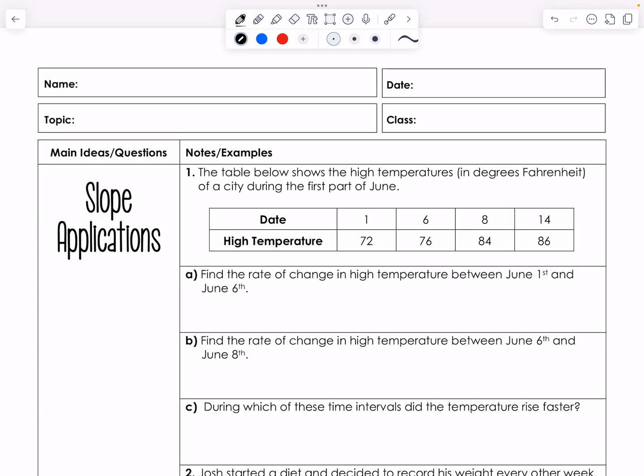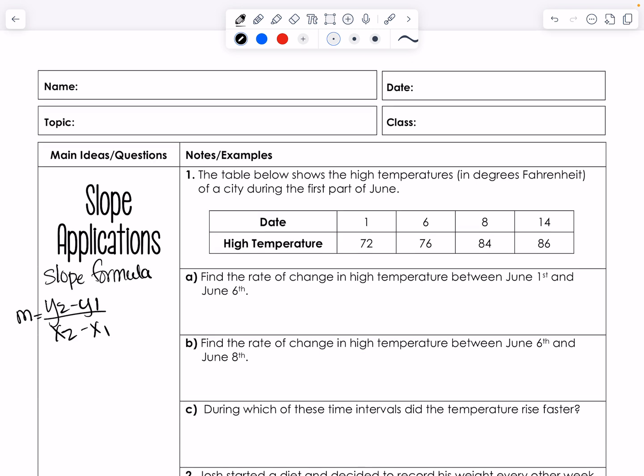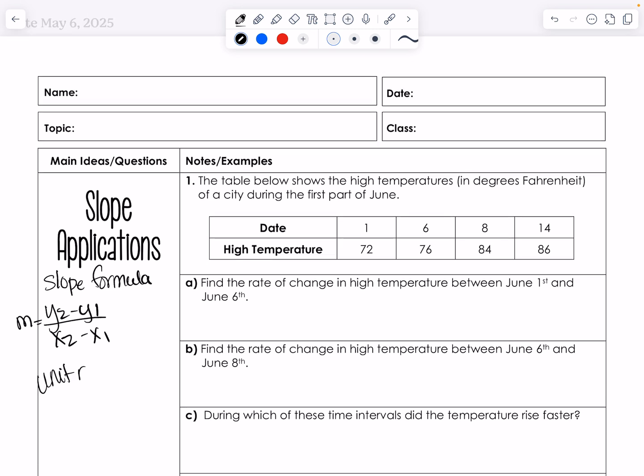Okay, so we have slope application today. We need to review a few things before we begin. First, we need to know the slope formula. And the slope formula, remember, is y2 minus y1 over x2 minus x1. That's important to remember. Also, remember that a unit rate means you have a denominator of 1. Okay, so you got to make sure that it is equal to 1.